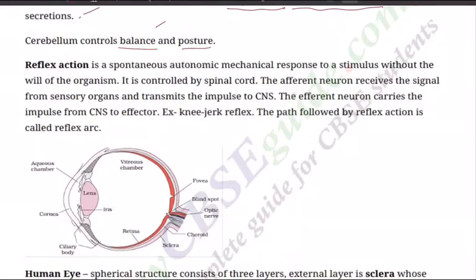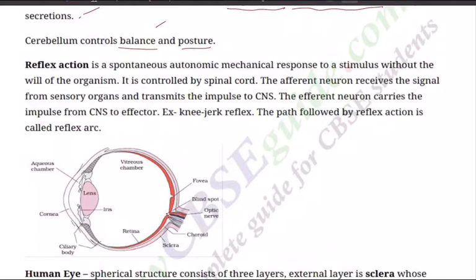As we all know, we are into the revision mode, revising the entire syllabus, all the 22 chapters, and as part of it, we are revising today chapter number 21, Neural Control and Coordination.